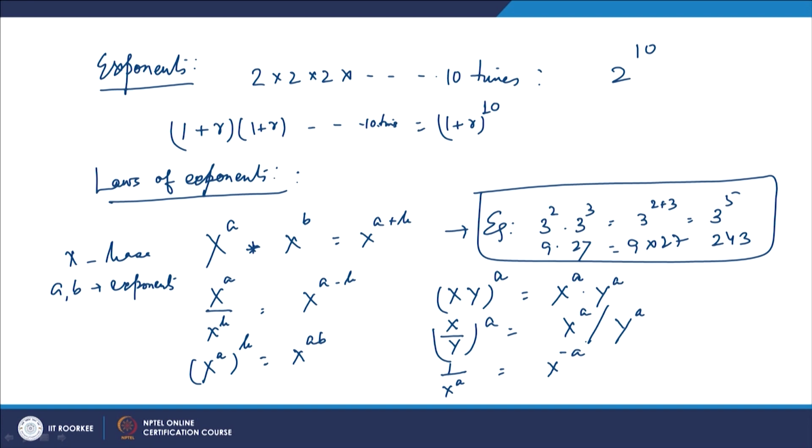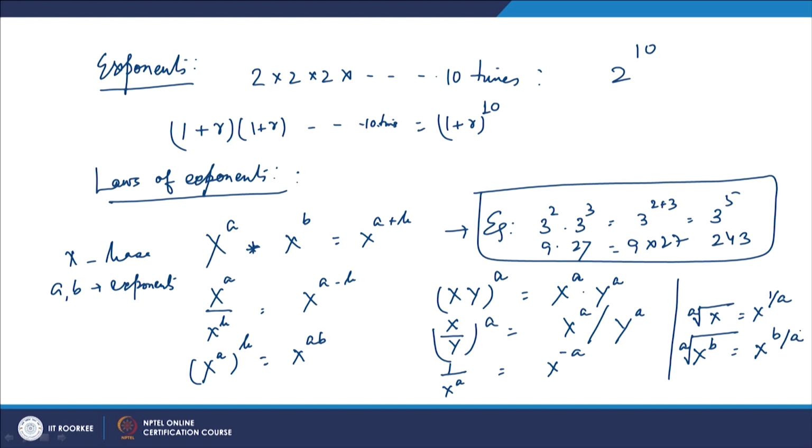If you are finding the ath root of x, it is nothing but x raised to the power 1 by a. That is another law of the exponent. And if you have x raised to the power b, and you want to find the ath root, then it becomes x raised to the power b by a. So, this is another rule.